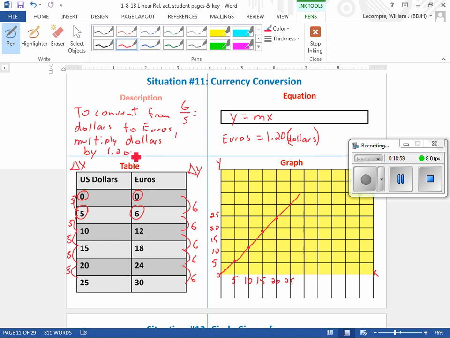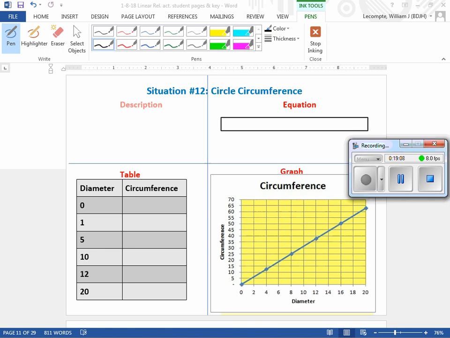Alright, number 12, we're dealing with circle circumference. You guys do not know this yet, but we're going to teach it to you. Right, y is equal to mx, right? Well, the m happens to be 3.14, and I'll show you how we got that. So your circumference is equal to 3.14 times diameter. So your diameter is your x that's changing.